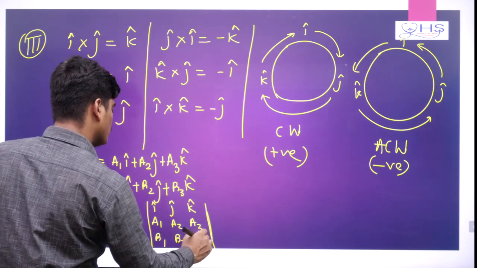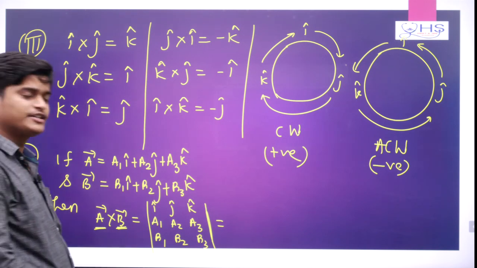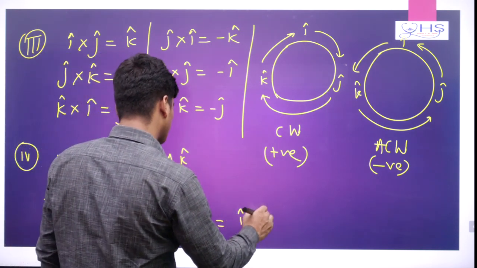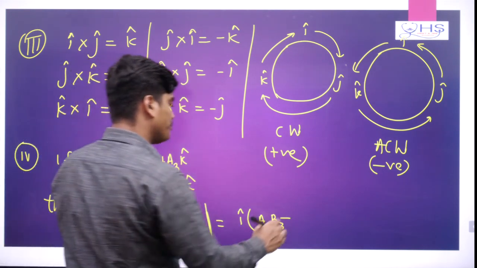Now you have to calculate this determinant. So what is this determinant's value? Now the i cap component is nothing but a2 b3 minus b2 a3.